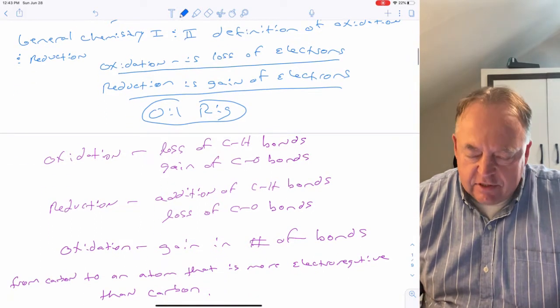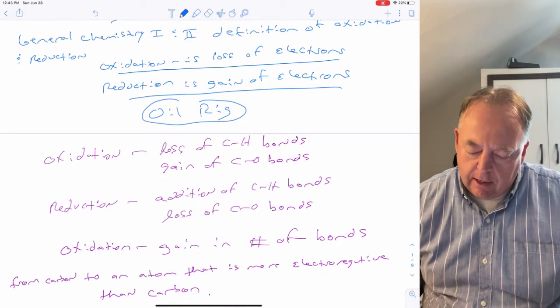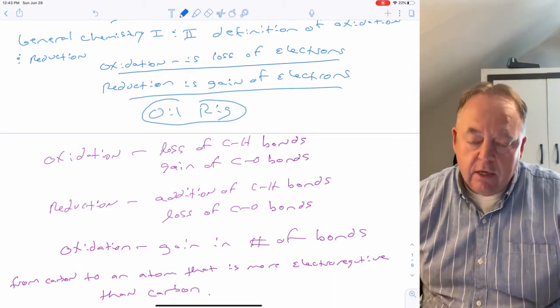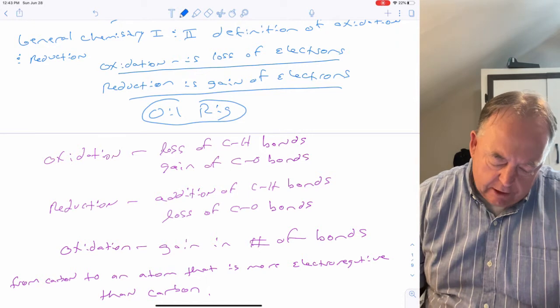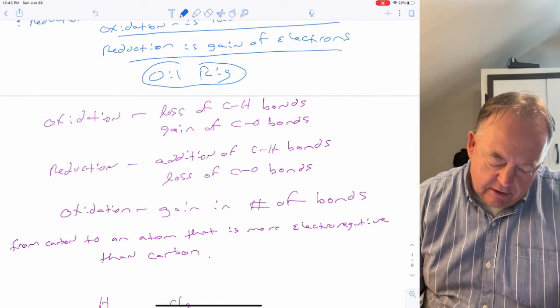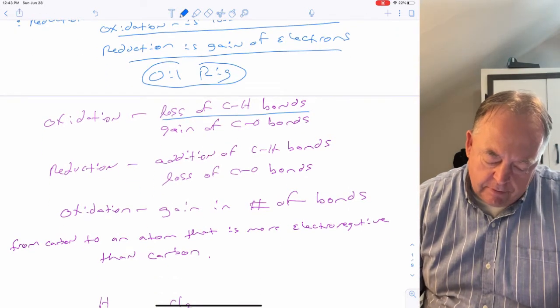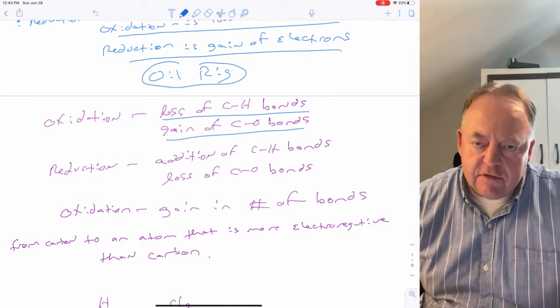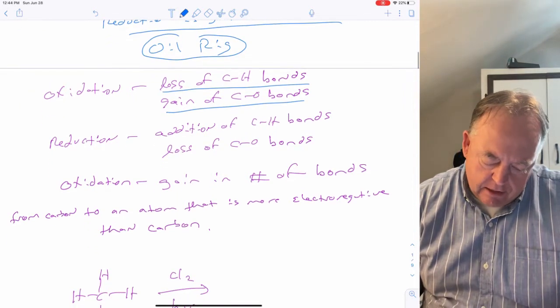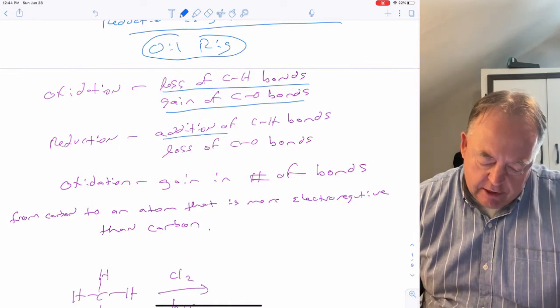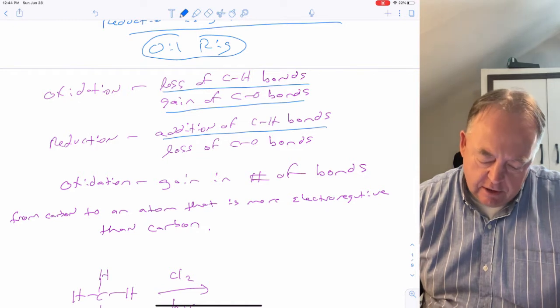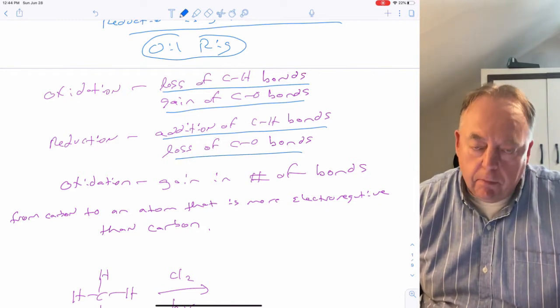So organic chemists tend to think about oxidation and reduction a little bit differently. The same definitions apply. It's still gaining and losing electrons, but organic chemists will tend to think of oxidation instead as a loss of C-H bonds or a gain of C-O bonds. And then the reduction, the opposite. The addition of C-H bonds in a molecule would be reduction, and the loss of C-O bonds would be a reduction.